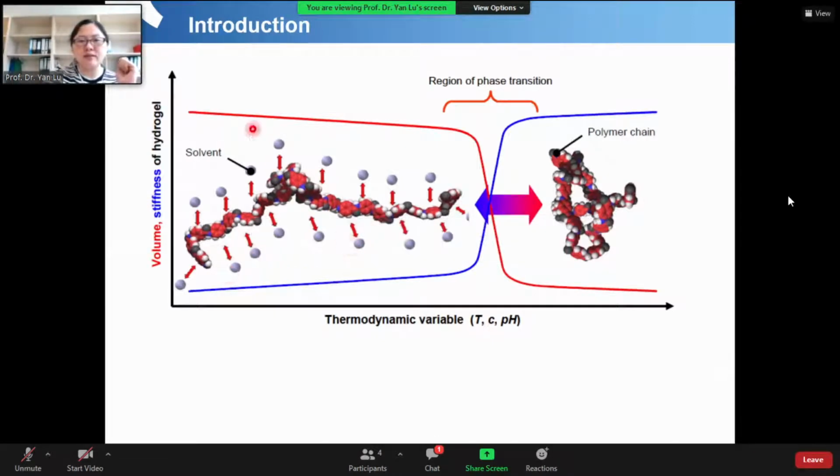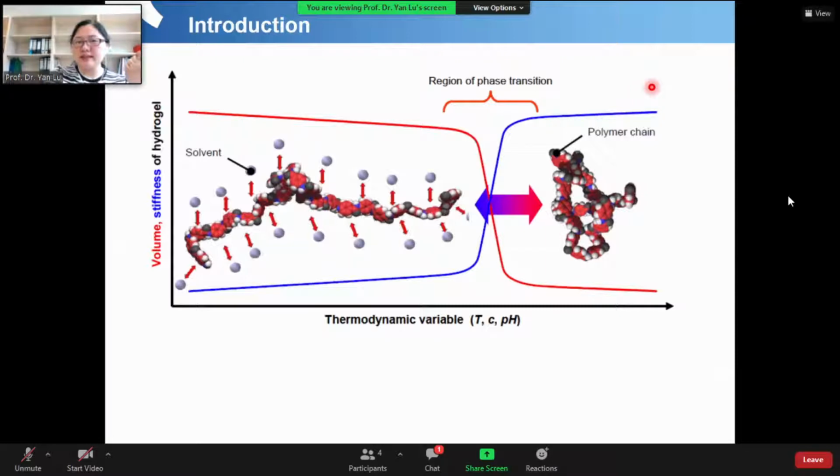So when we change the temperature or salt concentration or pH, the volume or the stiffness of the polymer hydrogel will change. At a special temperature region or concentration region, you have a phase transition. It can be either from the swollen state to the collapsed state, or the opposite, from the collapsed state to the swollen state.